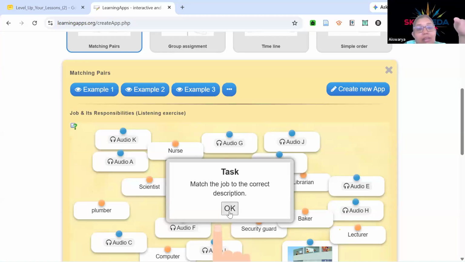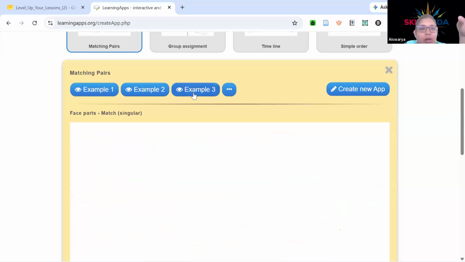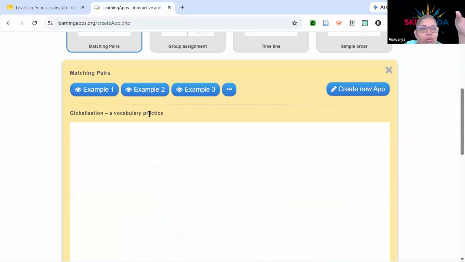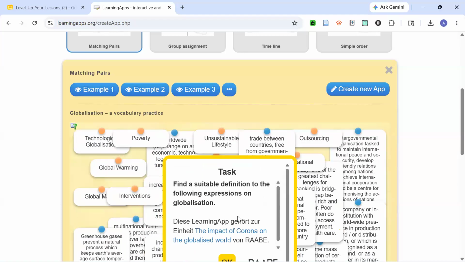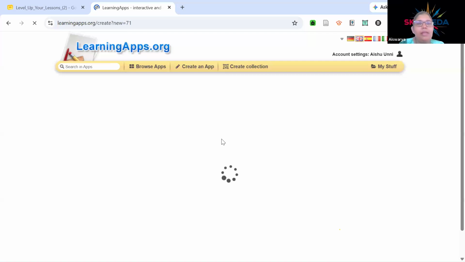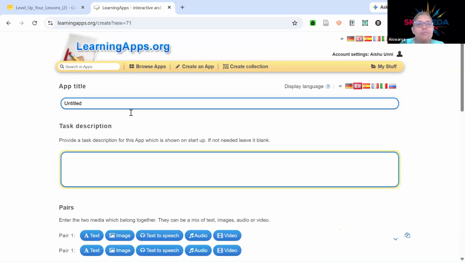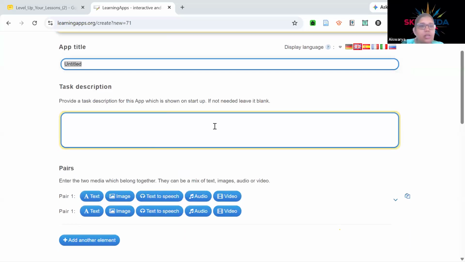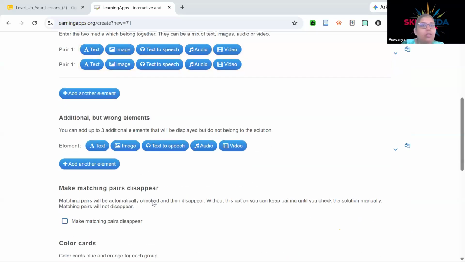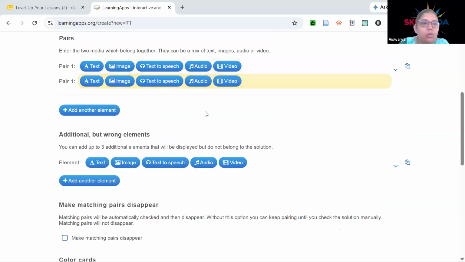You can even give them listening activities as well here. Or if you just want to match it, you can do that without listening also. So I'm going to click create new app. Once you create a new app, you can give the title of it. You're going to give the task description, what your text is going to be. If you have some image, you can put it. If you have some audio, you will be able to place it.